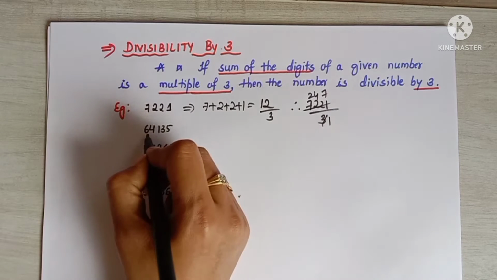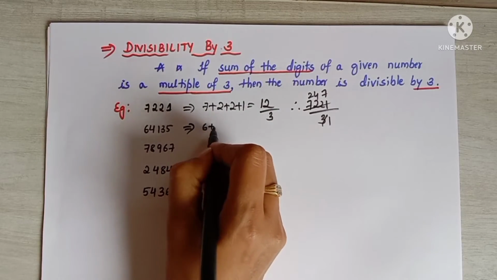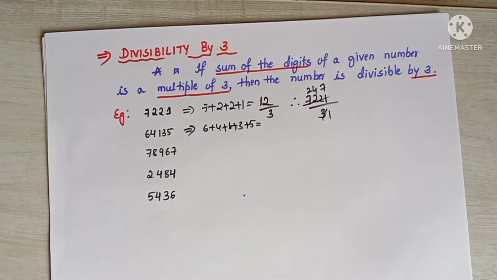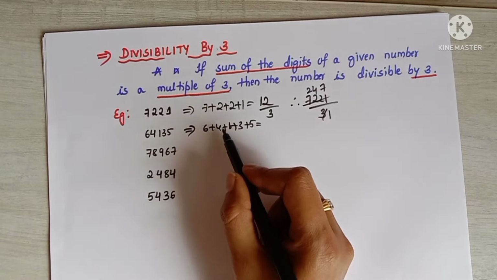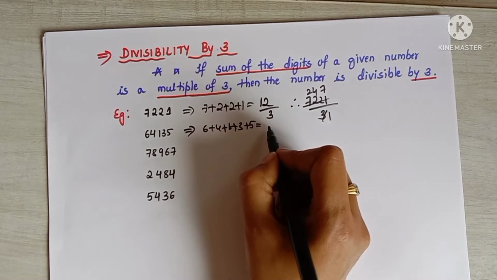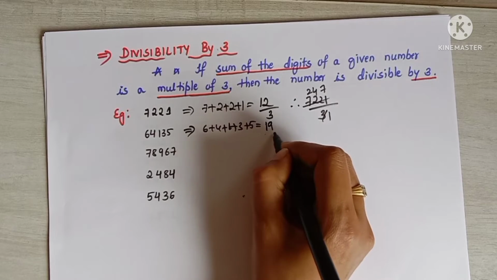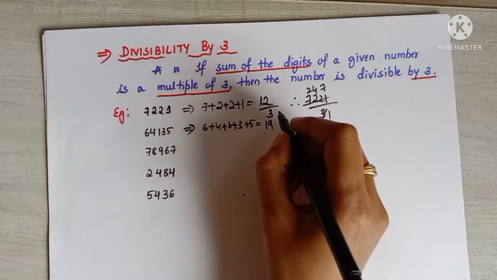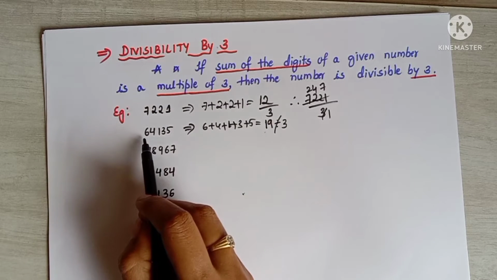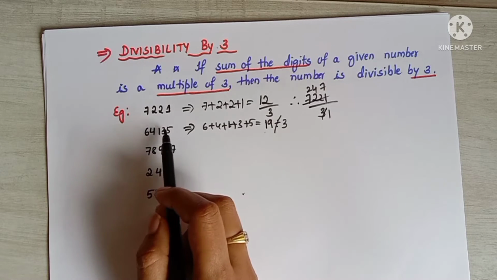If you have 6, 4, 1, 3, 5. If we sum up, this will be what? 6 plus 4 plus 1 plus 3 plus 5. The answer will be what? 6 plus 4 is 10. 10 plus 1, 11. 11 plus 3 is what? 14. 14 plus 5 is 19. Is it divisible by 3? No, it is not divisible by 3. Therefore, we can say that this number is not a multiple of 3 or it is not divisible by 3.